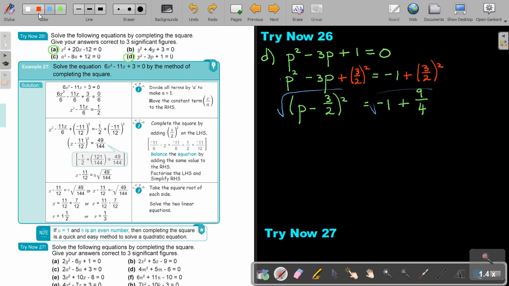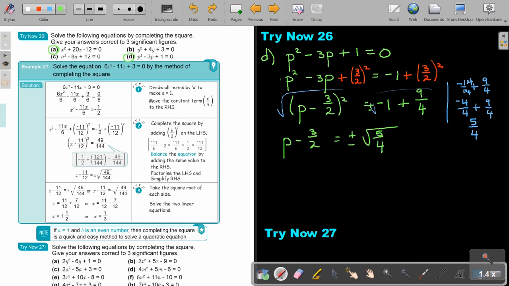So let's just simplify. I'm just going to do it here on the side. If you make the denominators the same, so it's negative 1 over 1, but you can use your calculator with ABC, it's easier. Negative 4 over 4 plus 9 over 4, that will be 5 over 4. So I'm just going to substitute it in the next step. So it's going to be p minus 3 over 2 equals, don't forget your plus minus, and I just simplify that to 5 over 4.